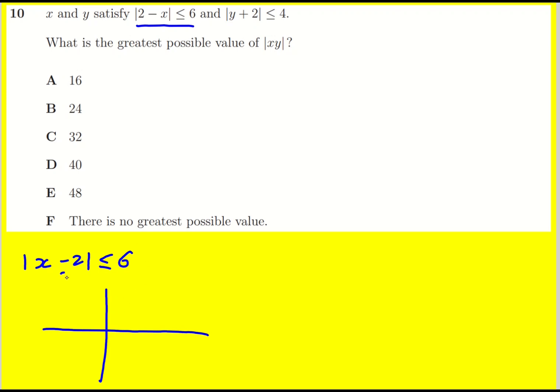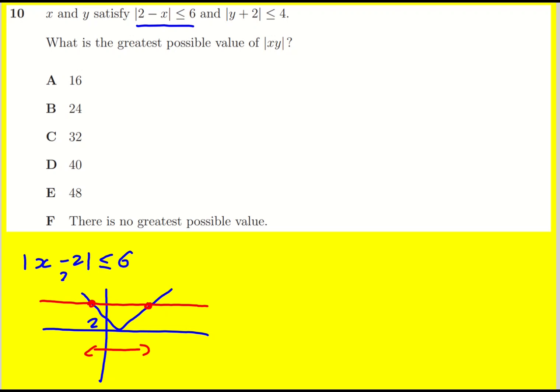So I can see the critical value is 2. It's going to look a little bit like that. It's going to be 2. And I'm looking for where it crosses the line y equals 6, these 2 points. Hence my range is going to be in between, because it's where the modulus function is below.